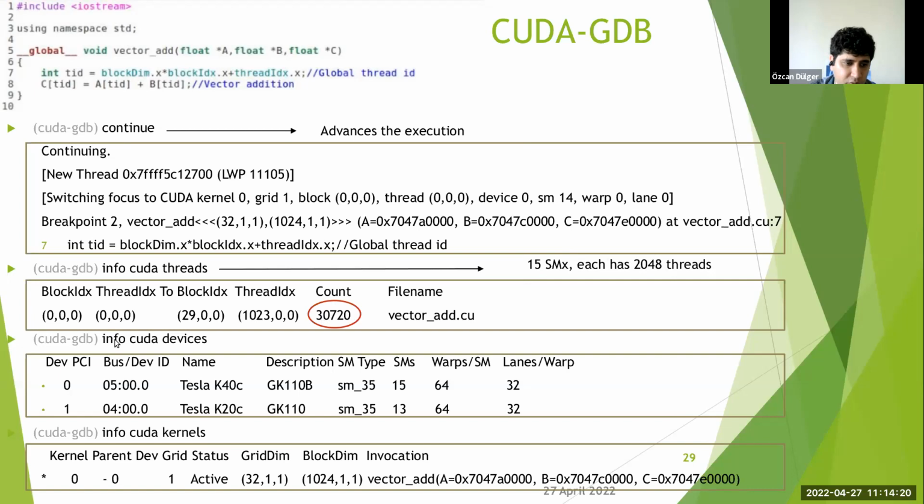Then when we enter info cuda devices here, we get the information about the devices. Since there are two boards in my hardware, one of them is a Tesla K40 and the second one is a Tesla K20, you will get the information about them. And we can also get the information of kernels by entering info cuda kernels here. We have a single kernel in our application, vector add, and the block dimension is 1024, and the number of blocks created here is 32. This is the information of kernels.